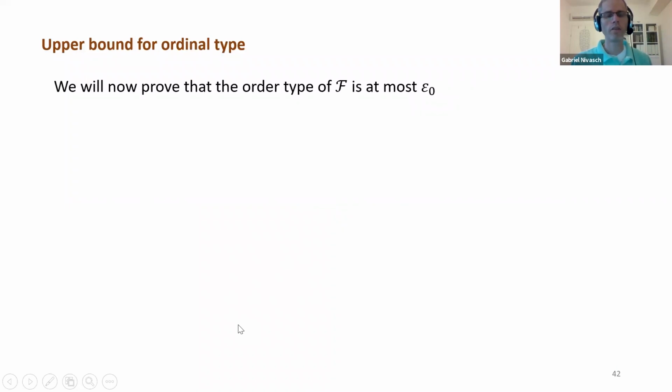Okay. So now let's talk about upper bound. So now we're going to prove that.